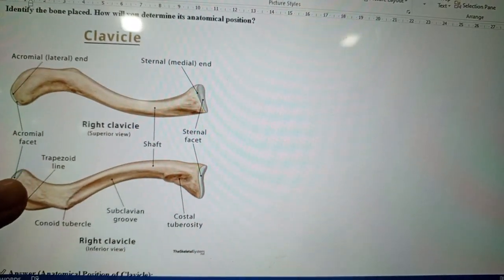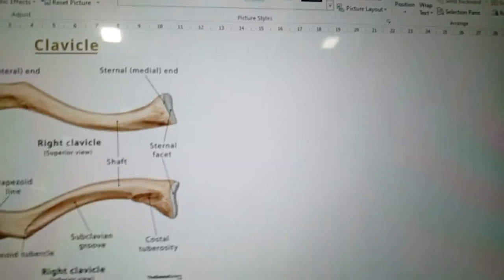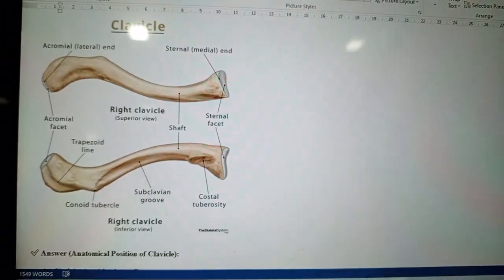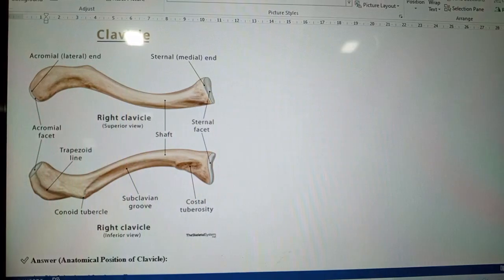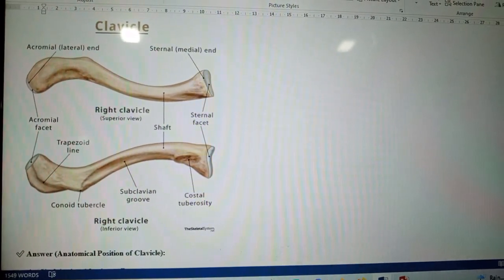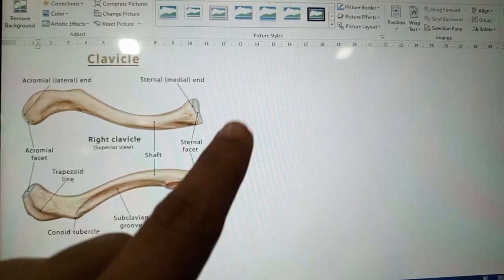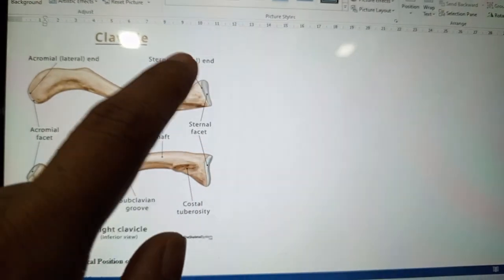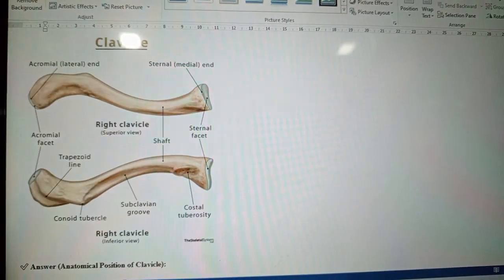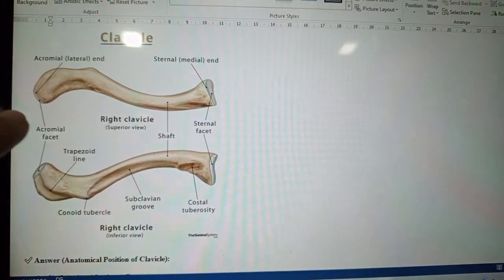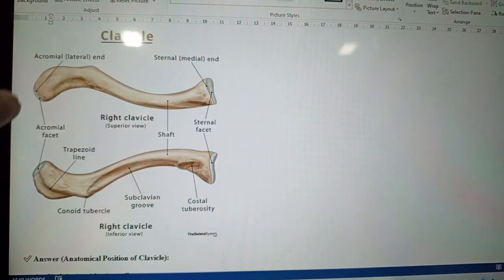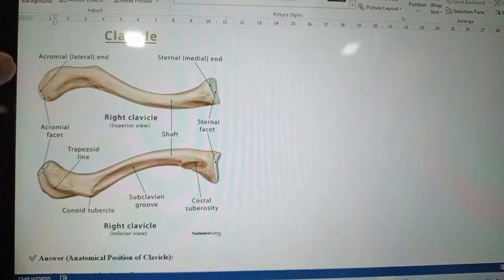Okay, now this is the clavicle. Clavicle is also very important, and it can be asked in the exam as well. The examiner or the facilitator can ask you to hold it in the anatomical position. This is the medial end, the sternal end. It is rectangular in form, and the lateral end is the acromial end. This is the acromial facet. So this is the right clavicle.